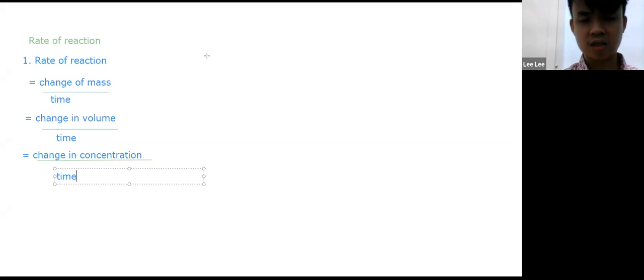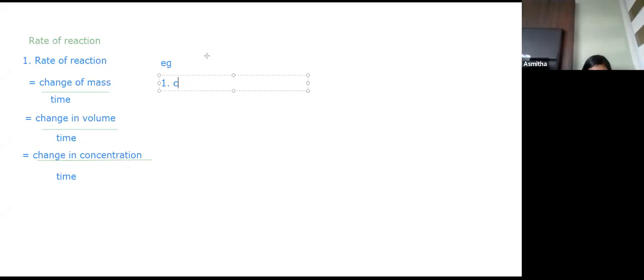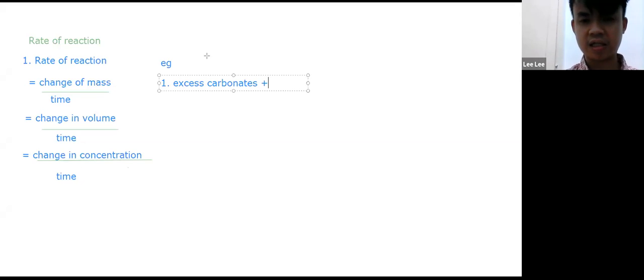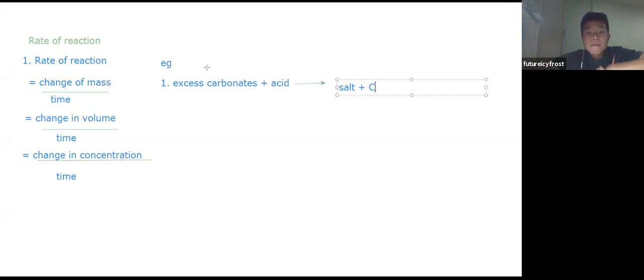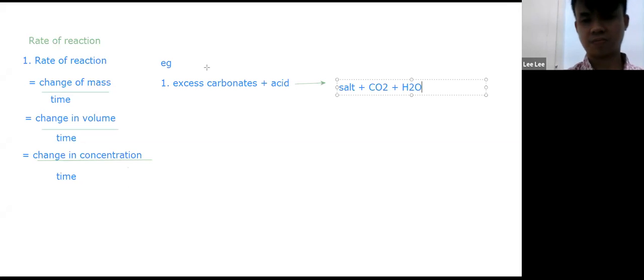So let's say we take an example of a reaction: excess carbonates plus acid. What will it give us? It will give you salt, CO2, and H2O. Understand so far? Yep.